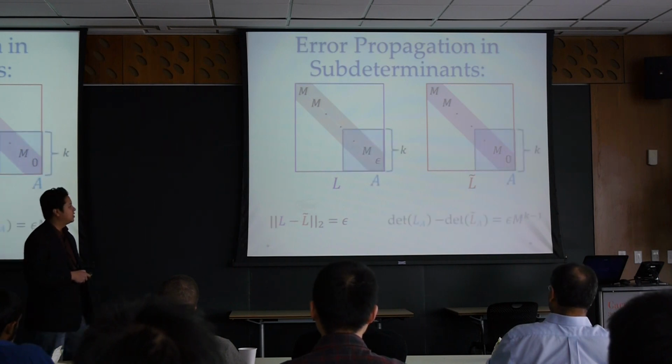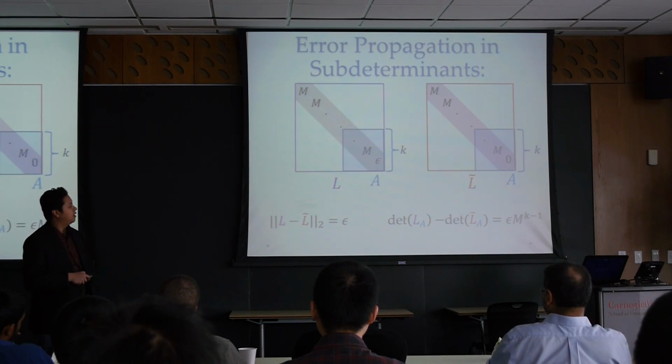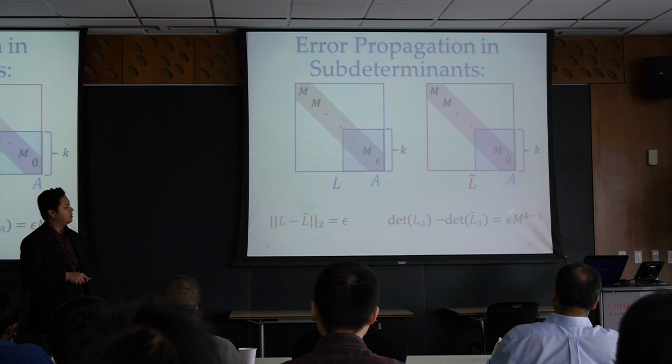But the problem is, if you look at a particular submatrix and you take the determinant of that, the determinant is just going to be the product of the diagonal, so that error can really be big, depending on the value of m. That's the kind of worry we have.